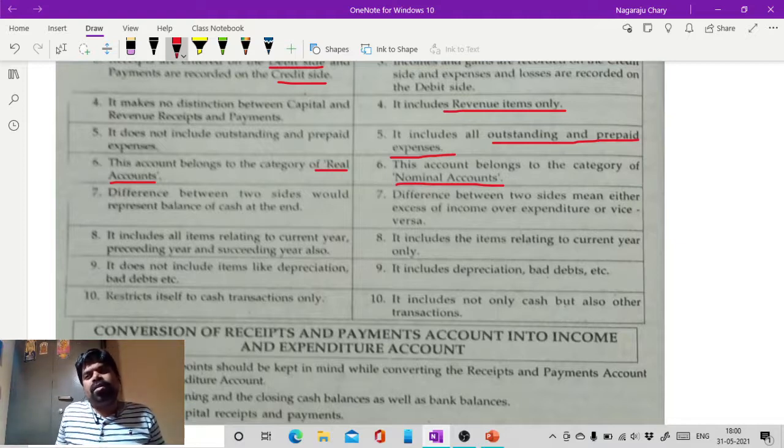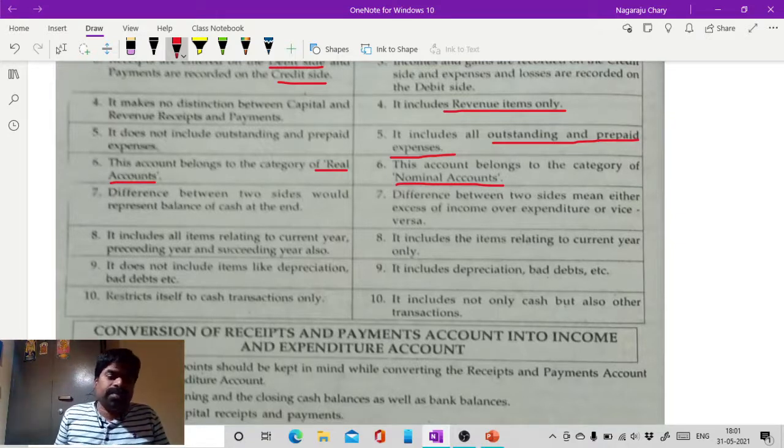So whatever items are to be recorded on the debit side of the profit and loss account, that is, in a trading concern, those items are not to be considered here, because all the adjustable items are not to be considered while preparing the receipts and payments account. Adjustable items are to be considered while preparing the income and expenditure account.